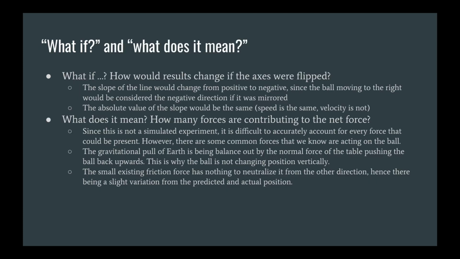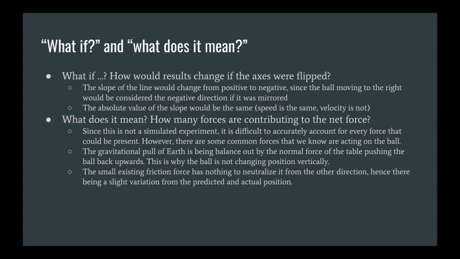Finally, we are going to discuss the questions for the end of the experiment. If the axes were to change, the slope of the line would switch from positive and direct to negative and indirect relationships, since the rightward direction would then be classified as the negative direction. This means the velocity would be negative, but the speed is constant since it's not a vector.